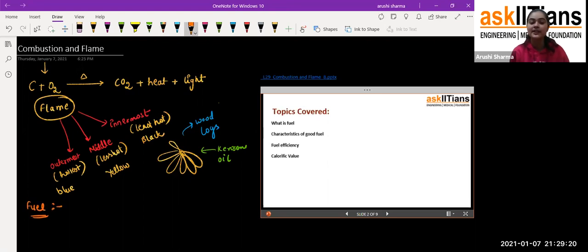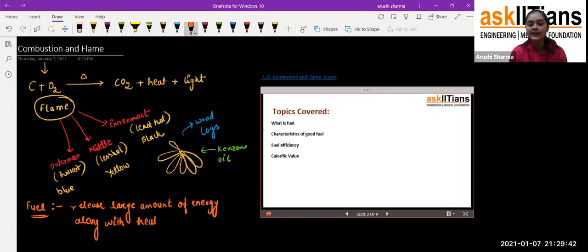So what is a fuel, students? We can say it is a type of substance which is used to release a large amount of energy along with heat and light, when it is burned. Okay, like when we put them on fire, when we burn them, after the burning process we get a large amount of energy from it, along with heat and light.